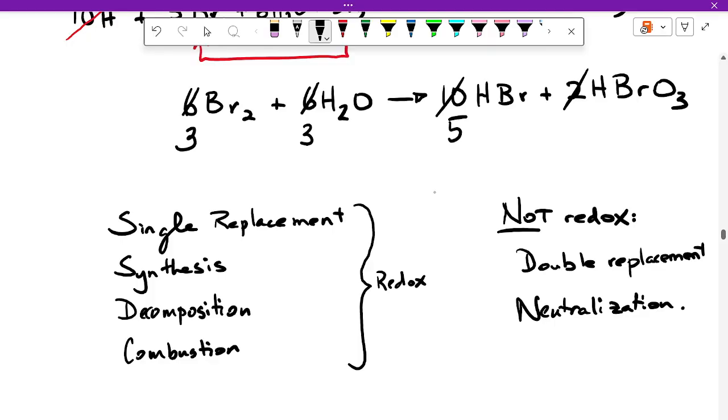Does anybody change their charge in a double replacement reaction? No. So all the charges just stay the same in a double replacement neutralization reaction. I don't know that this is actually that important to know, but if you get one of those multiple choice questions where they ask which of the following is a redox reaction, you can immediately eliminate double replacement and neutralization. Normally you'd just be looking for things changing oxidation number.